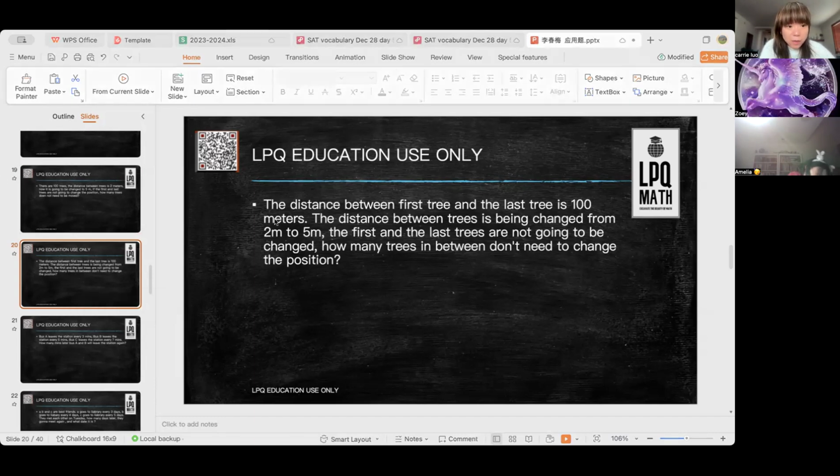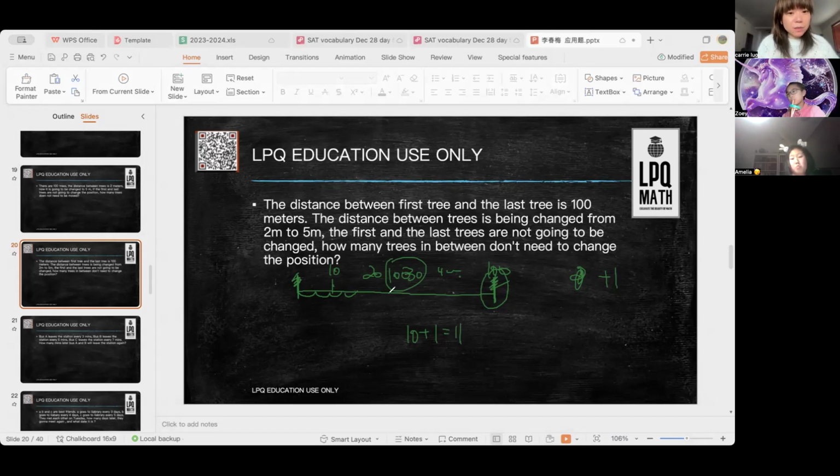Okay, you finished? Zoe and Amelia? So this time the distance is 100. We know that, right? The first tree is not going to be changed. The last one is not going to be changed. So we know there are 2 trees that are not going to be changed. So the same thing: for every 10 meters, we're going to have 1 tree that's not going to be changed. But remember, the last one, because 100 is divisible by 10, so we can only add 1 instead of adding 2. Do you understand me? So it's going to be 10, 20, 30, 40, and the 100-meter tree is not going to be changed. So it should be 10 plus 1, so altogether 11 trees.